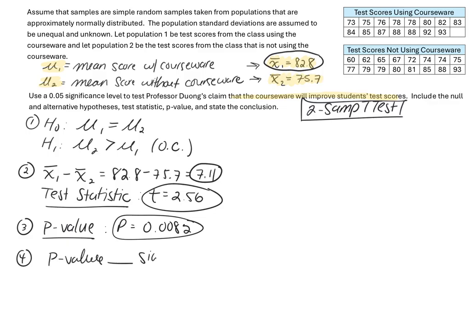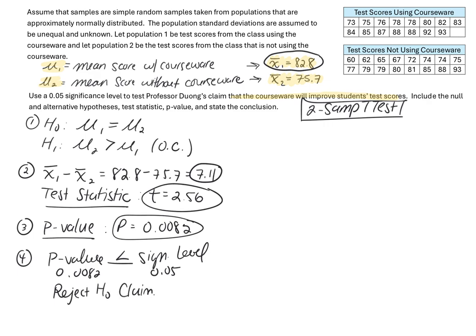So what I'm going to do now is use the p-value method to compare the p-value to my significance level to make a decision about the null hypothesis. So here, my p-value of 0.0082 is less than our significance level of 0.05. Therefore, I'm going to reject the null hypothesis.